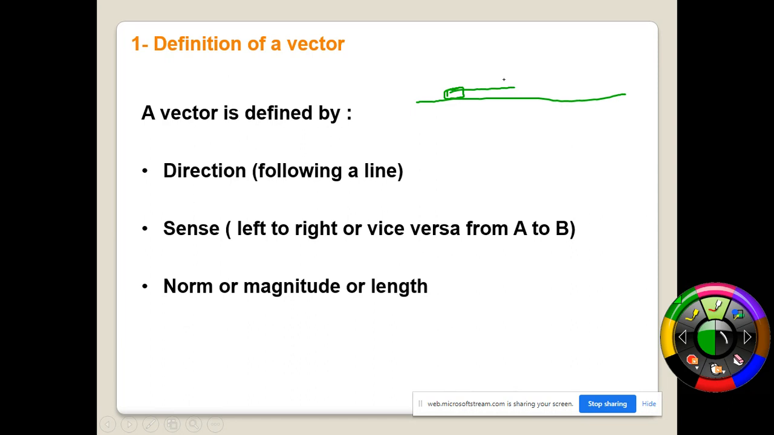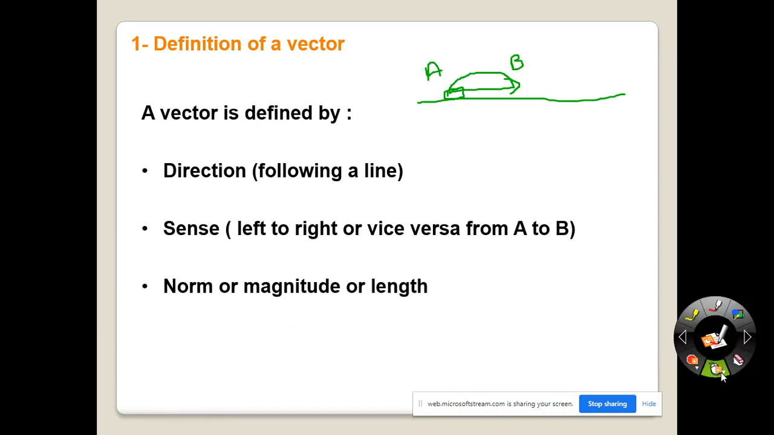يعني if the car is moving like this, I would say from left to right, or from A to B. So the direction is the line it's moving on. The sense is from which point to which point, from left to right or right to left. Norm or magnitude or length, يعني the distance, the measure of the distance of the vector AB. So when we talk about a vector, I need to talk about three things: direction, يعني on which line; sense, يعني up, down, left to right; norm or magnitude, يعني the measure or the length of the vector AB.